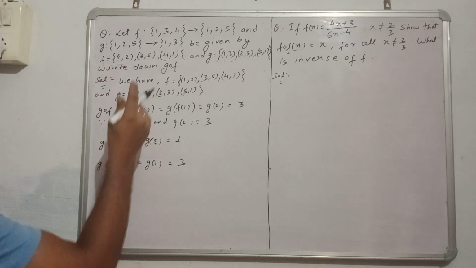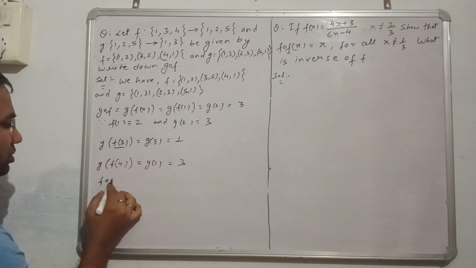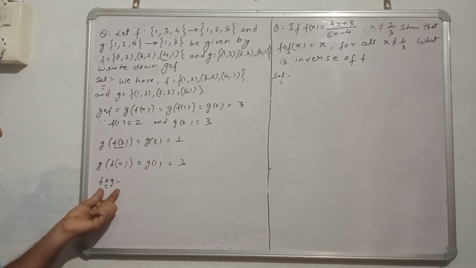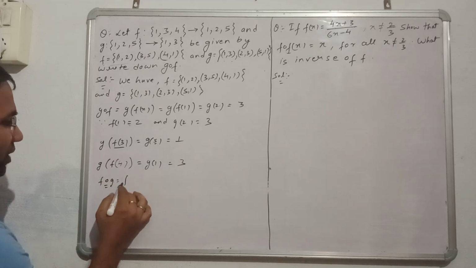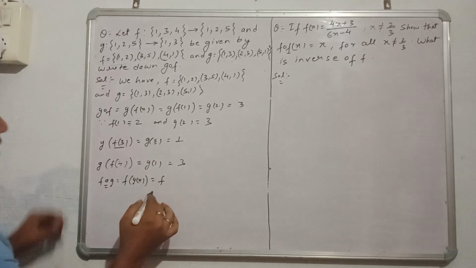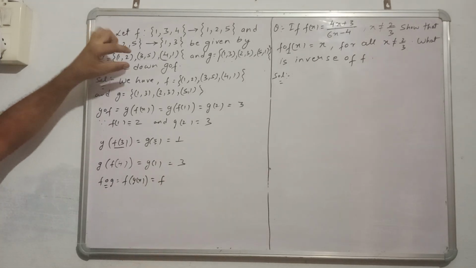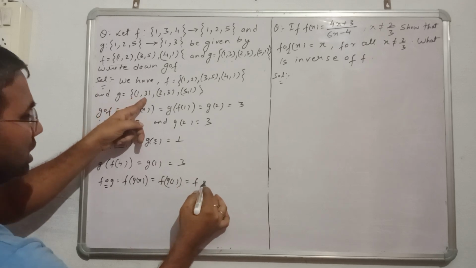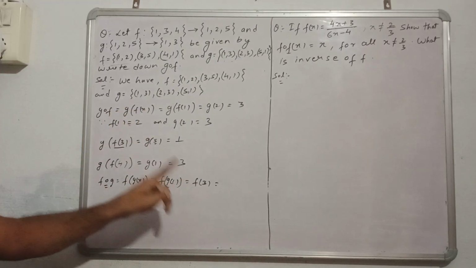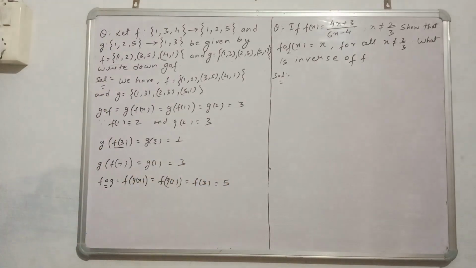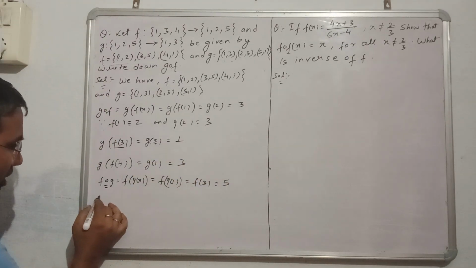Similarly, you can find fog also, which means function f of function g. So how will you write this? Now you have to take the domain of the g function, see 1. At 1 you are getting 3. Now at 3 what are you getting in function f? At 3 you are getting 5. See. Okay.